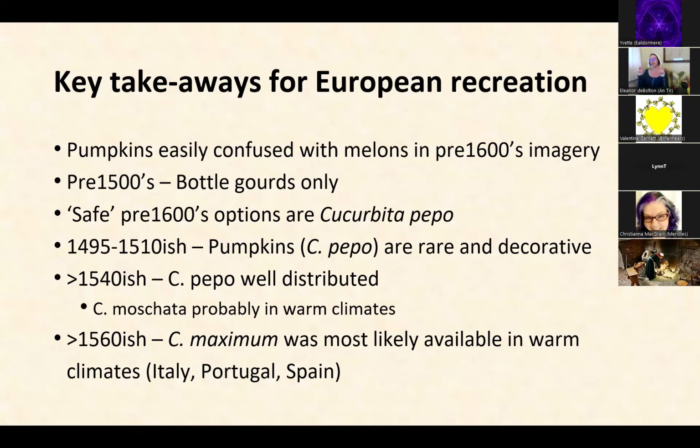So what I call safe options for pre-1600s Europe are going to be the Cucurbita pepo. These are things like your sugar pie pumpkins and your acorn squashes. As we get further down the timeline, C. moschata comes over. These are things like our butternuts. And then the latest introduction is going to be maxima, which are things like our Hubbard squashes or our turban squashes and things like that.